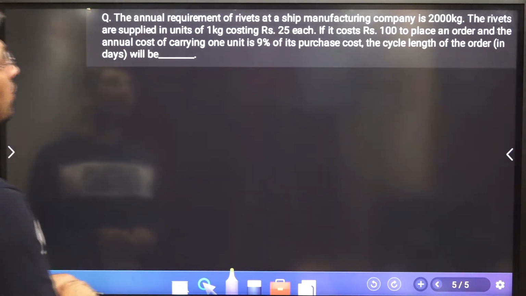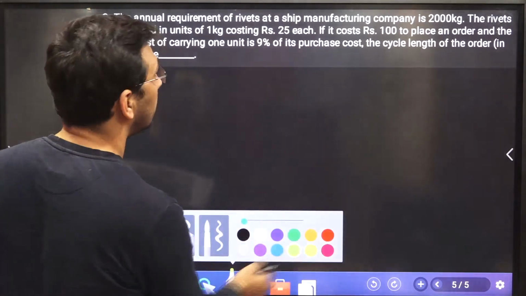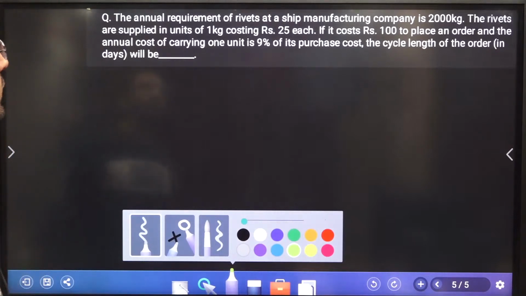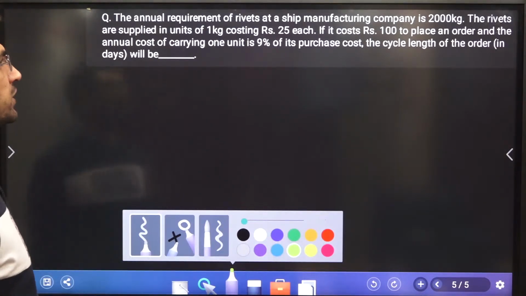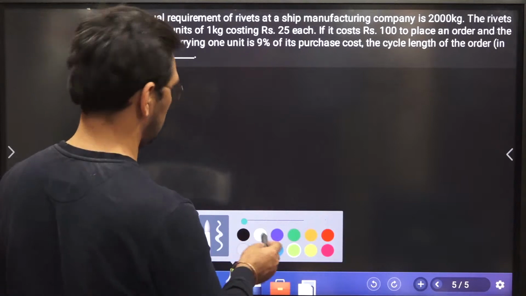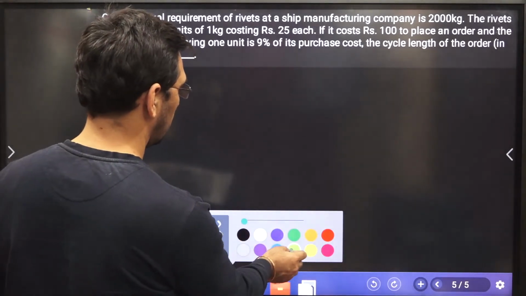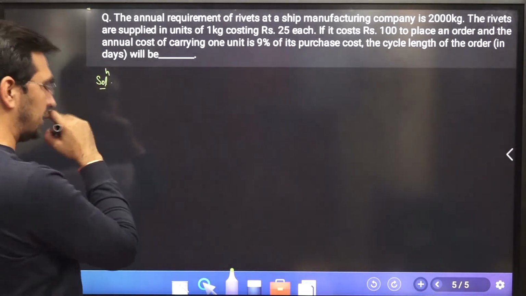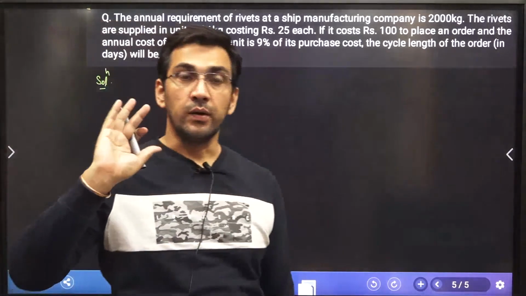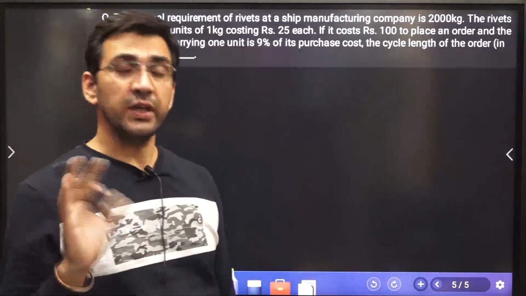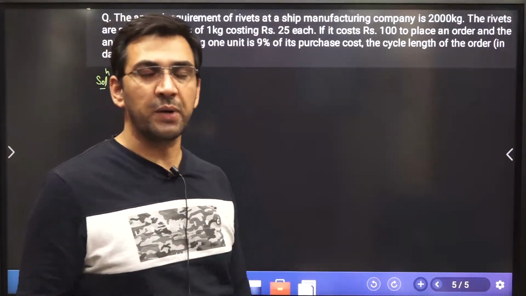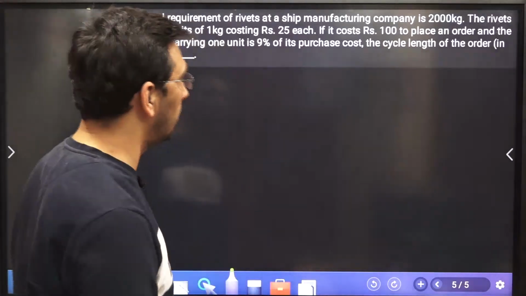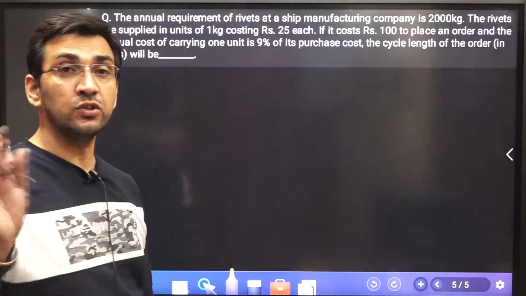Annual demand of rivets at a ship manufacturing company is this much, and the rivets are supplied in units of this. The costs are given to you: ordering cost, carrying cost, and purchase cost. These values have been given to you, right? Now in this case, nowhere is he talking about the production rate or consumption rate. Consumption rate, we definitely know, is uniform consumption, so annual demand can come from there. He is not talking about the production rate, neither is he talking about the shortage.